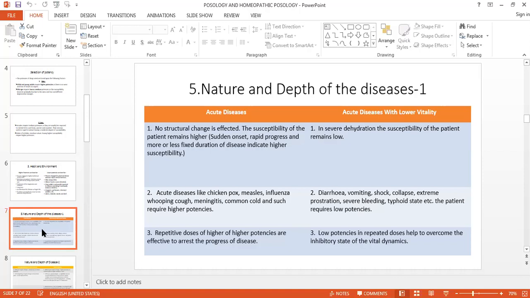of the simillimum medicine is comparatively easy, and so many tools are available with us, just as a repertory. The manual repertory can be used, or you can use the software. The different types of software are nowadays available. The complete repertory, radar, and so many softwares are available for the selection of the simillimum medicine.